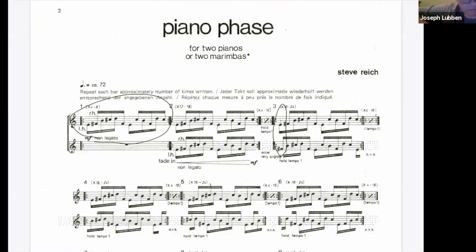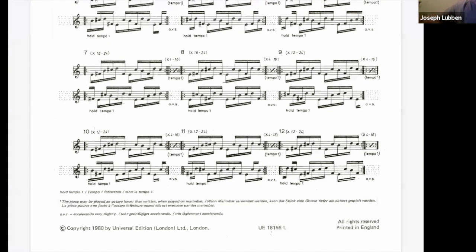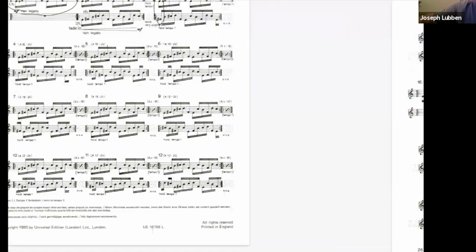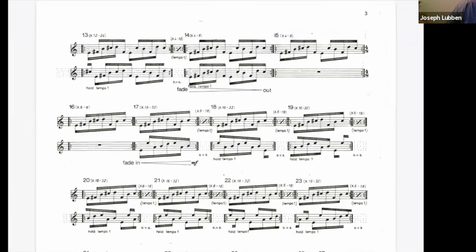Okay, and then the pattern is basically rotated, if you want to think of it that way, in the second piano and in the original alignment in the first piano. And this procedure goes on until we've achieved the full cycle of rotations of the 12-note figure. And just to scan ahead a bit, we won't focus on the entire piece. As you can see, when you get to the 12th phase, we're getting pretty close. And in the 13th phase, we're almost there. And in the 14th phase, they're lined up again.